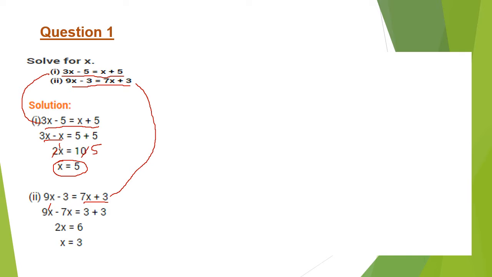In 9x, 7x goes, so we get 2x, which is equal to 3 plus 3, which means 6. Here also we can easily cancel out the 2 and 6. 2 ones are 2, 2 threes are 6. So the x value becomes 3. Here in the first equation the x value is 5, children, and in the second equation the x value is 3. This is the way to solve for x.